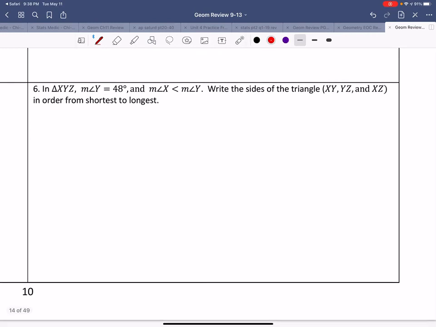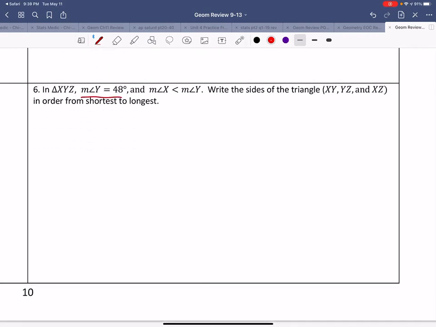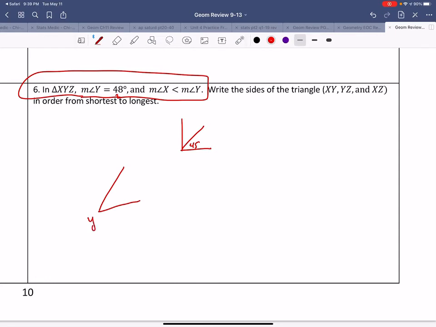Question number 6. They took away your picture, didn't they? Those brats. Okay, so I'm going to draw it based on what they tell me to draw. So if this is 90, then this would be 45. So I'm going to draw angle y pretty close to that angle. That's my angle y. It's 48 degrees.